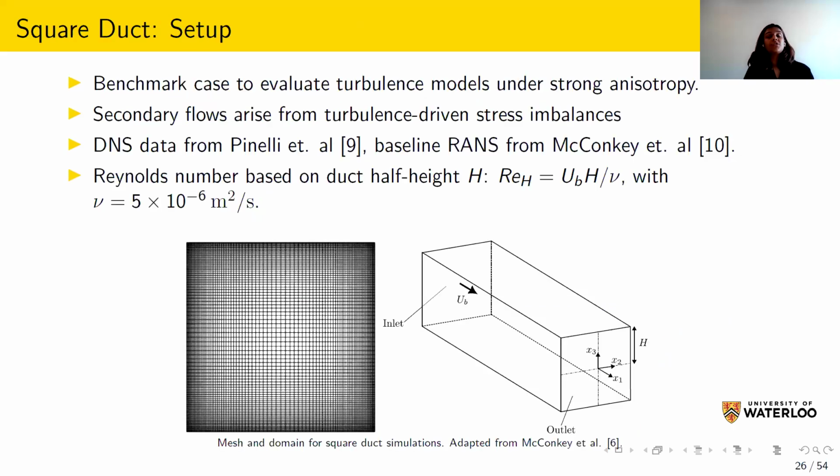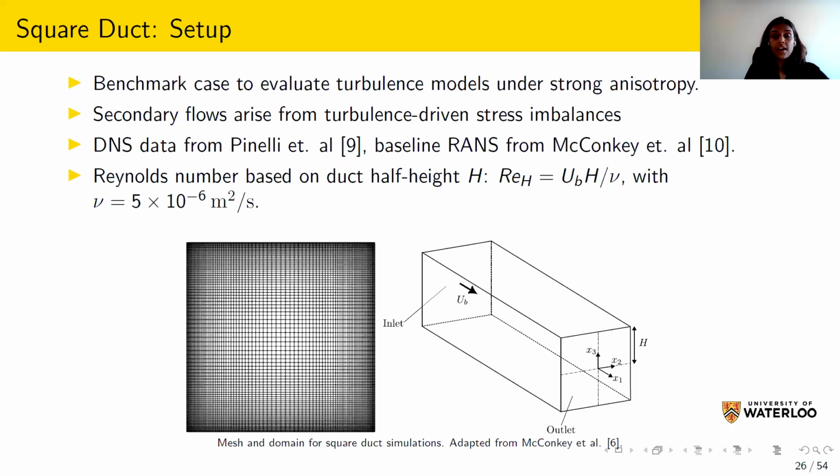Just so that I mentioned, there's no injection with the flat plate case, but the injection sort of comes into the square duct and the periodic hills cases. So the square duct case is another benchmark case which is used in turbulence modeling because it has secondary flows. The DNS data for this one is taken from Pinelli, and the baseline RANS data is taken from McConkey.